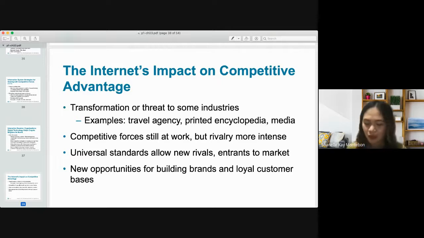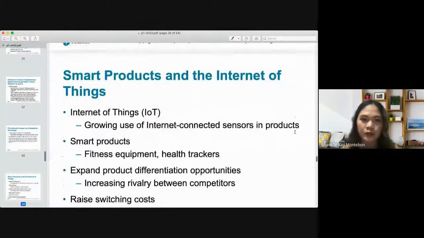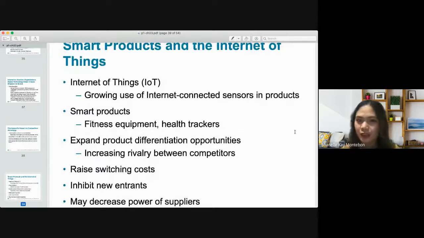So ngayon, social media. So you can just post or build your brands on Facebook, Instagram, YouTube, and then create customer bases, allow them to provide reviews, and you can give feedback. So there is so much impact on competitive advantage because of the internet. Smart products and the Internet of Things.